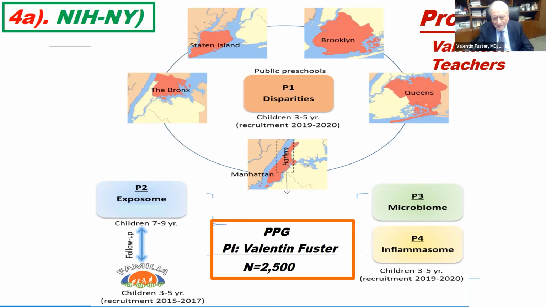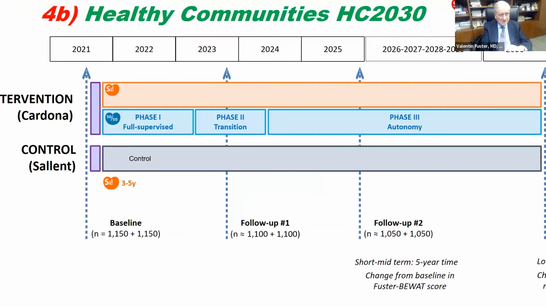Again, 2,500 children in this case. But here we are going to validate what makes a teacher a good teacher for this project. It is critical how the teachers interact with these children. Second issue we're going to look at is the pollution, extremely important. We are going to look also at the microbiome in these children and the inflammasome. What is the immunological reaction that these children have? Fantastic project to be done in New York with everything I presented today in children, which I'm summarizing.